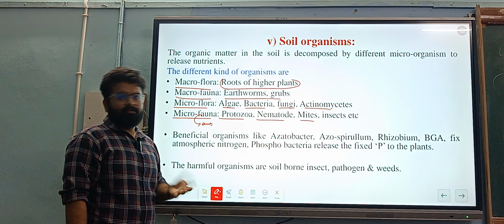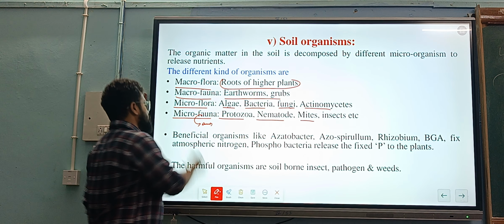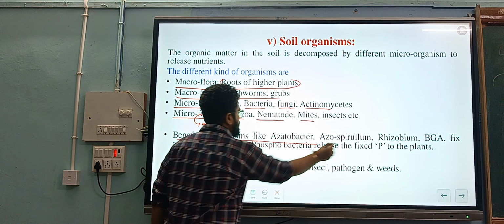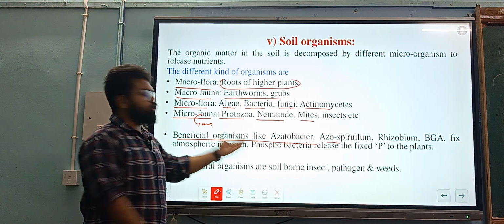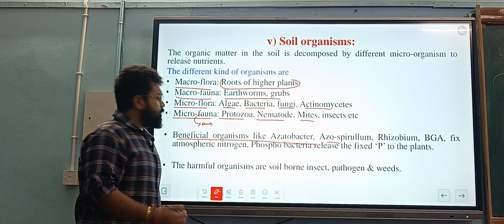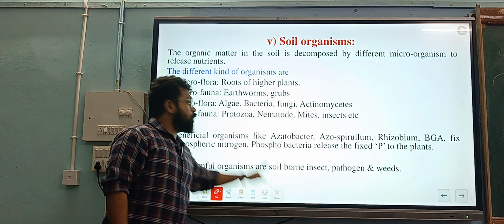Few are beneficial and few are pathogenic. So beneficial organisms such as Azotobacter, Azospirillum, Rhizobium, blue-green algae, and phosphorus soluble bacteria such as Pseudomonas are required for the growth and development of a crop.